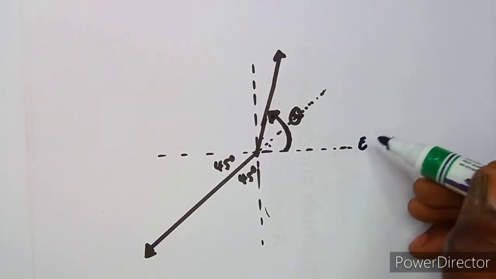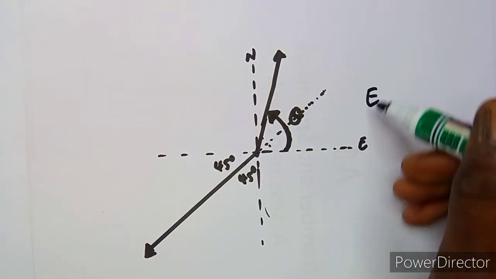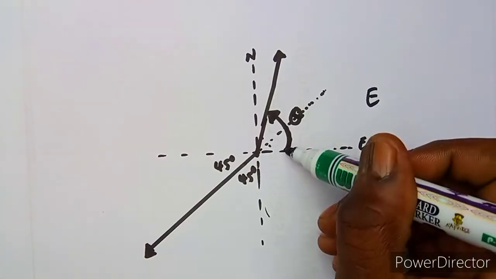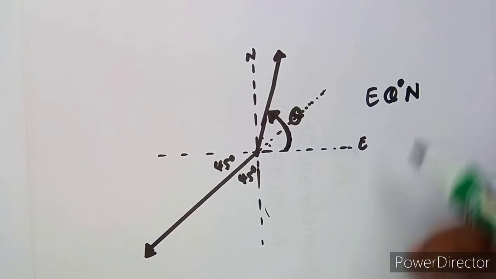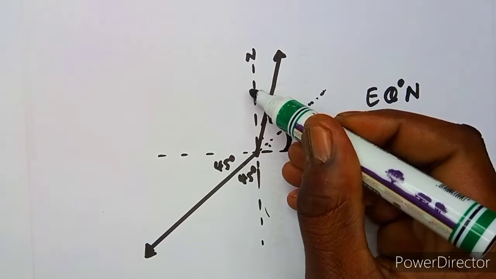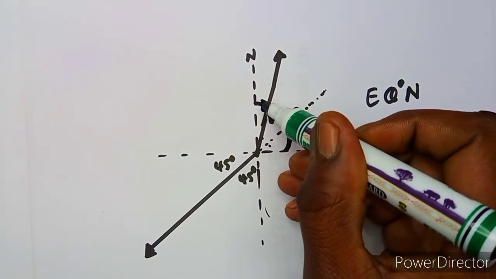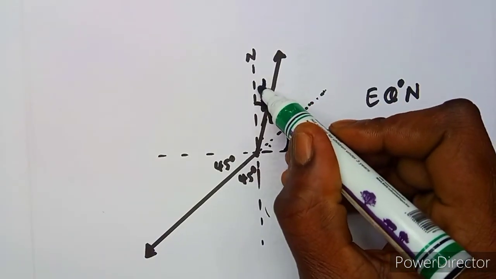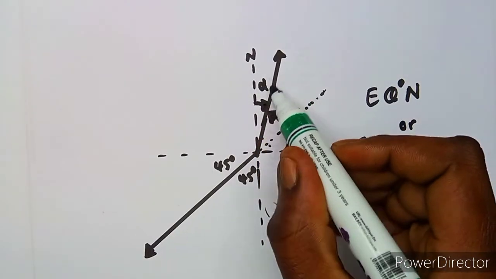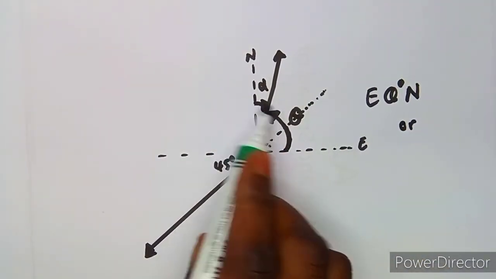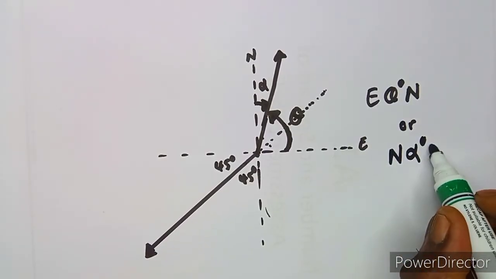So as we can see, we are in the east line and in the north line. So the direction is going to be east going this way to the north, so it's going to be theta degrees to the north. Or you can take from the north going to the east, which is this angle here. Let's just call it alpha, or you can write it as north alpha degrees to the east, because you're coming from the north going to the east.